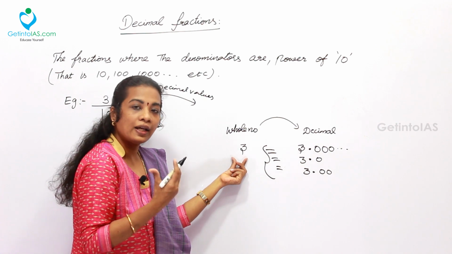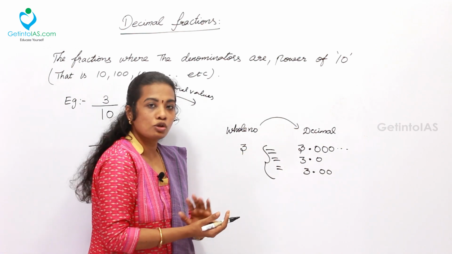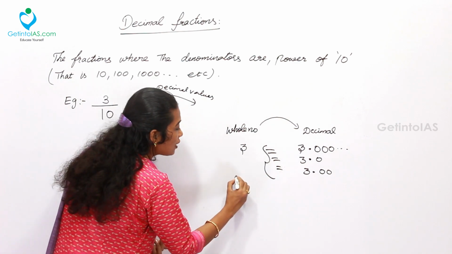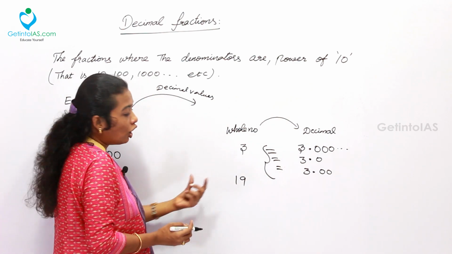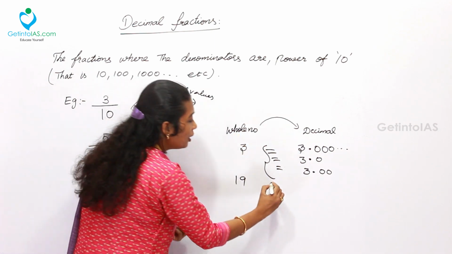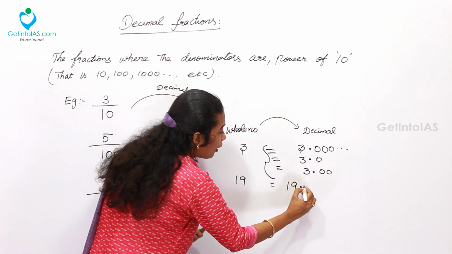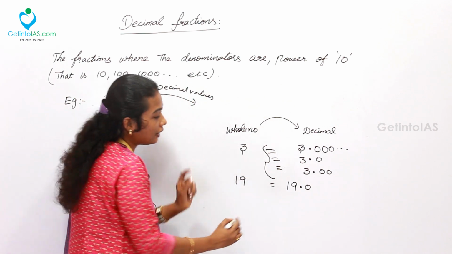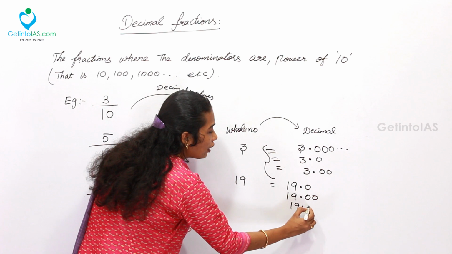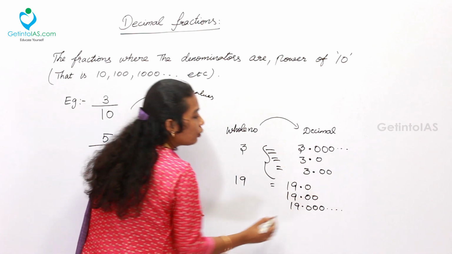Similarly, you can write any other whole number in terms of decimal. You can follow this: at the last, you can make the point. One more example, I have taken the number 19. This is actually a whole number, right? How to write it in the form of decimal is 19.0. You can write like this, 19.00, or 19 point, however many zeros you want, you can make it.